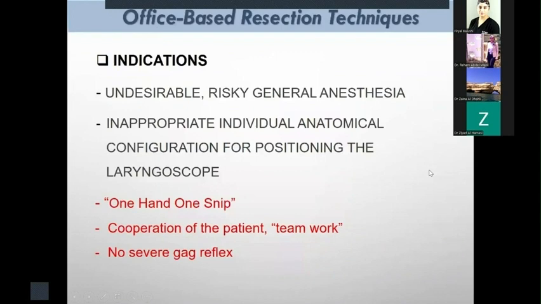So if you have a patient with undesirable or risky general anesthesia, like a cardiac patient or whatever contraindication for general anesthesia, or if you have a patient with an inappropriate individual anatomical configuration for positioning of the laryngoscope and the microscopic laryngeal suspension, then you might do it under local anesthesia. However, it requires complete cooperation of the patient, and you have to be more experienced with office-based procedures, and actually it's teamwork. So a one snip approach, and your patient has to have no severe gag reflex. And of course, applying appropriate laryngeal anesthesia.